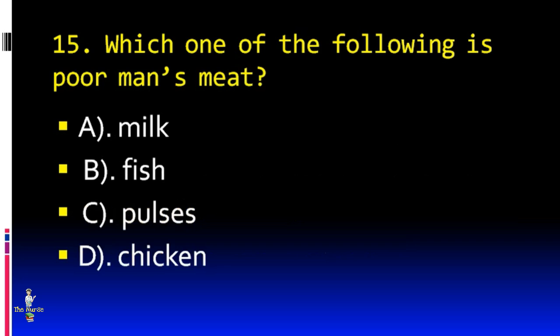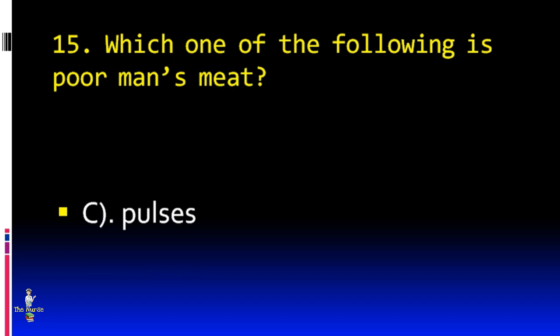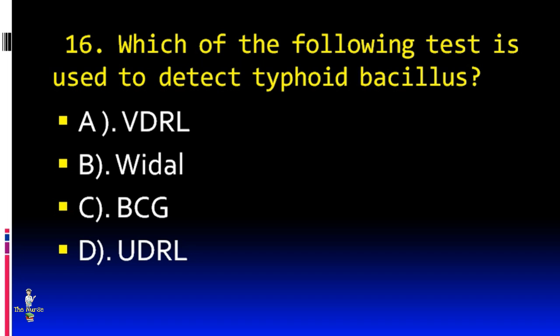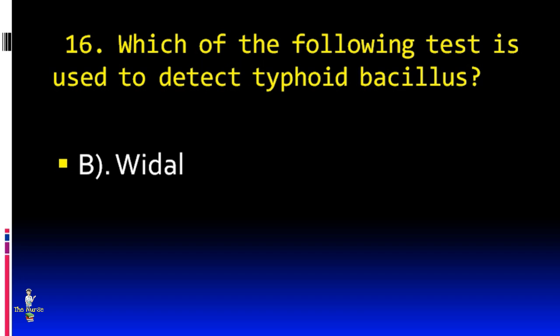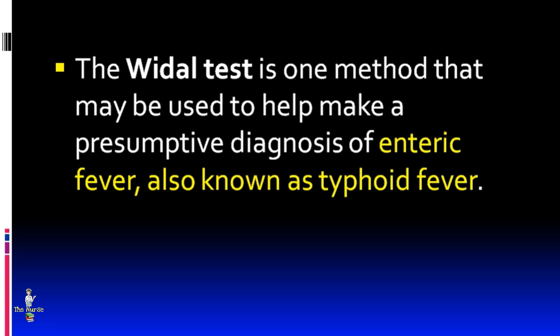Next question. Which one of the following is poor man's meat? Milk, fish, pulses, chicken. Correct answer is pulses. Next question. Which of the following test is used to detect typhoid bacillus? VDRL, Vidal, BCG, UDRL. Correct answer is Vidal. The Vidal test is one method that may be used to help make a presumptive diagnosis of enteric fever, also known as typhoid fever.